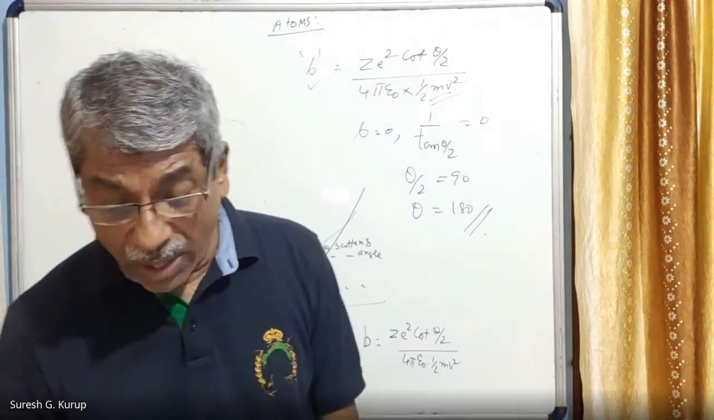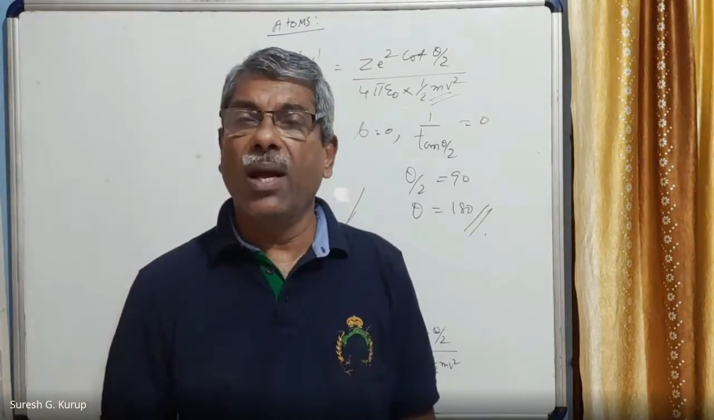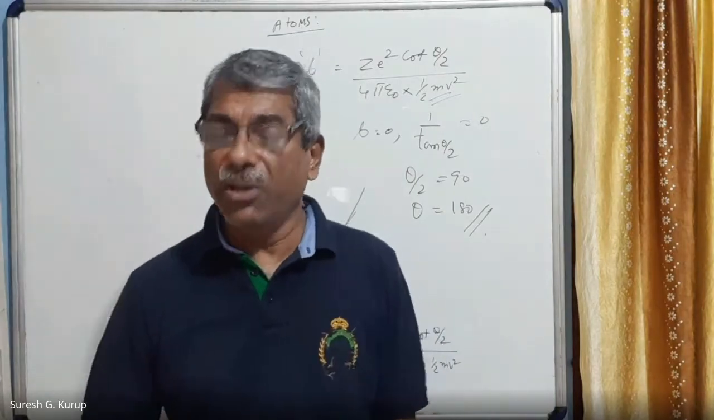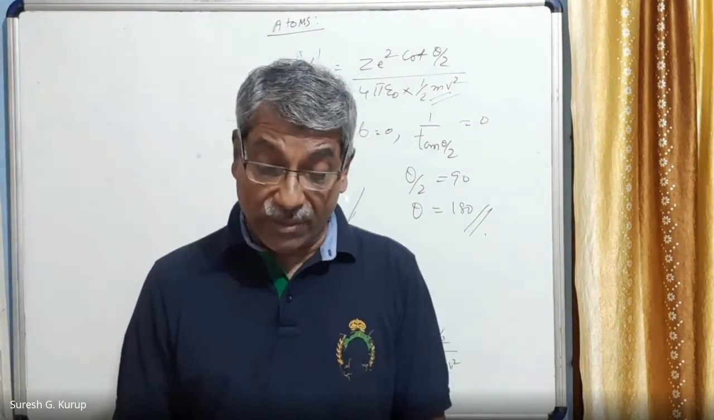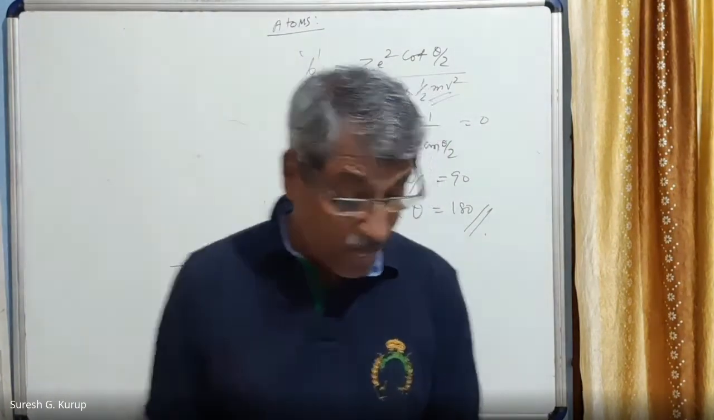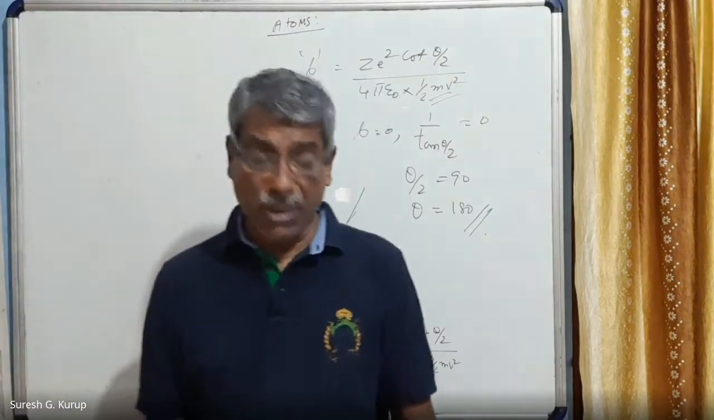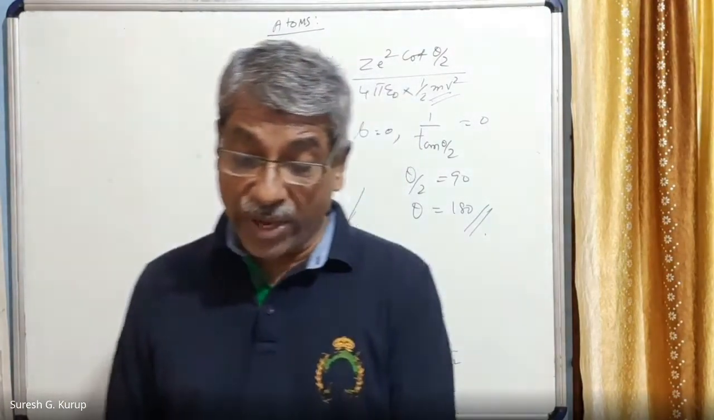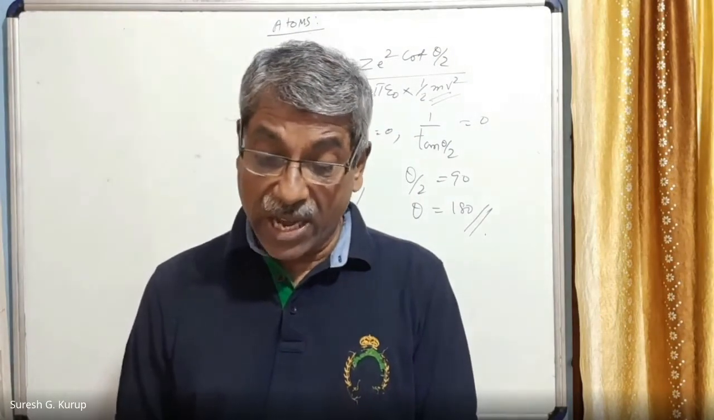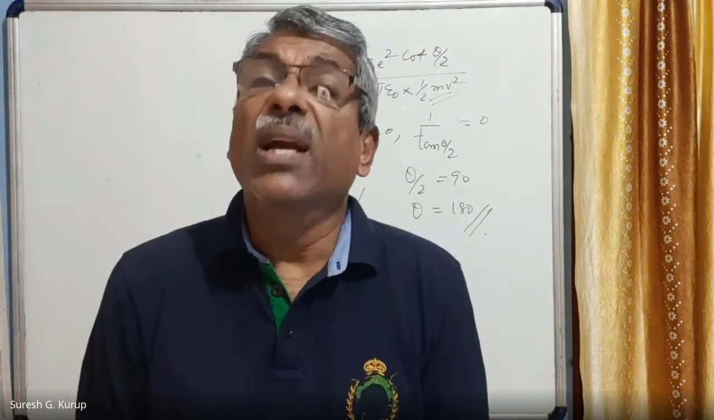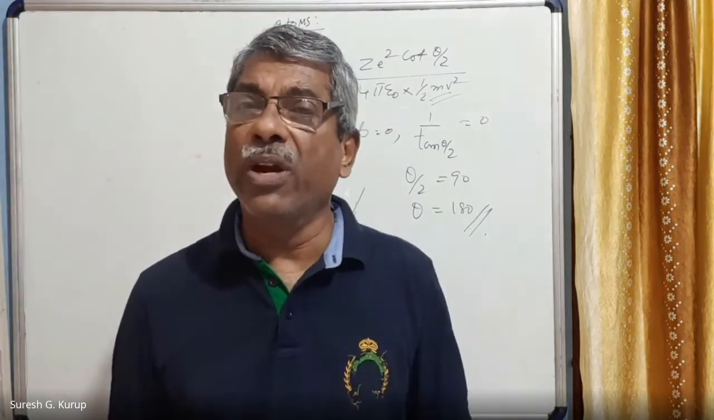According to the Rutherford atom model, the atom consists of a central core called the nucleus, where the entire positive charge and 99.9% of the mass is concentrated. The radius of the nucleus is of the order of 10 raised to minus 15 meters. The electrons move around the nucleus in various circular orbits, like the planets moving around the sun. In this case, the electrostatic force between the electrons and the nucleus provides the centripetal force.